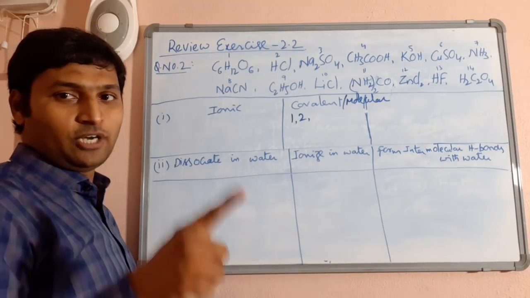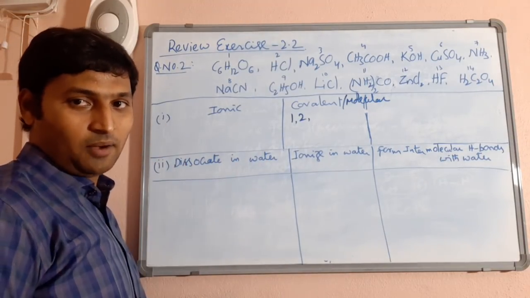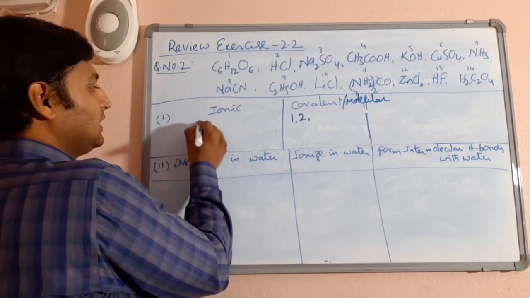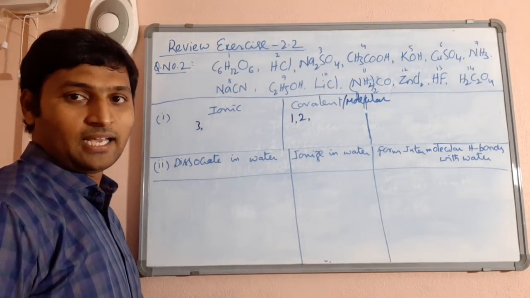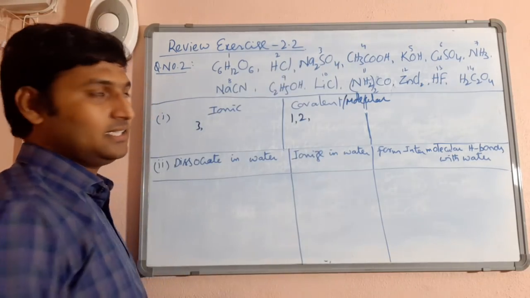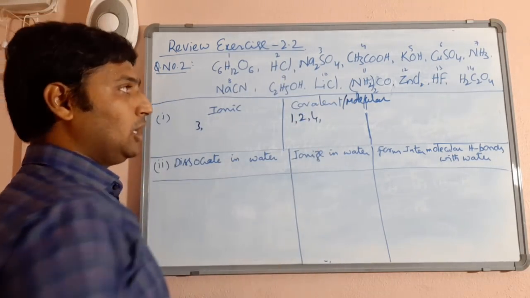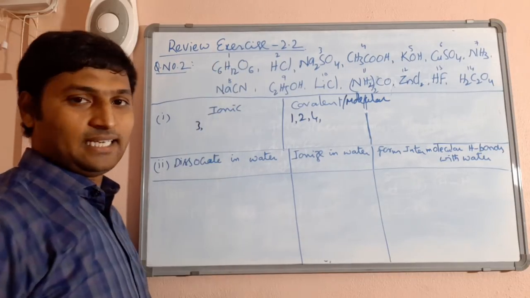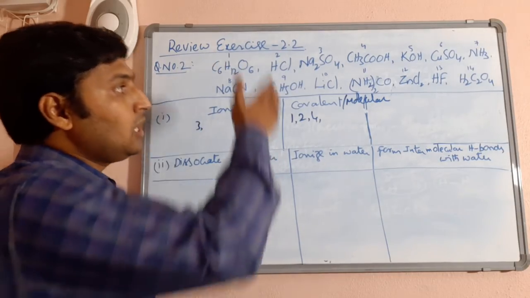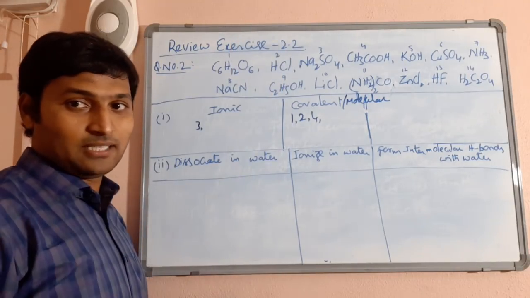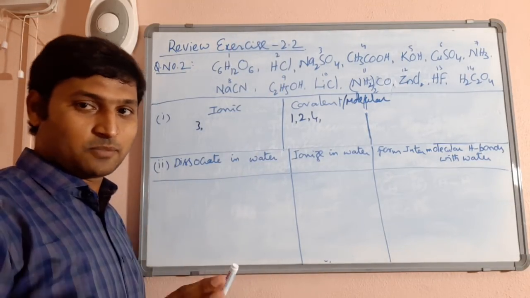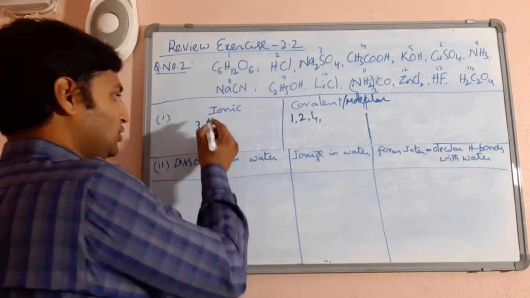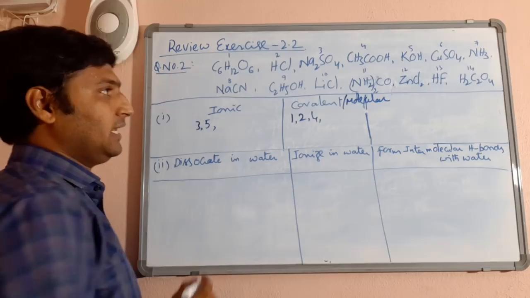Sodium sulfate, sodium is a metal, sulfur and oxygen are non-metals, and sodium cation, sulfate anion are the constituent particles. That's why sodium sulfate is an ionic compound. Acetic acid, absolutely molecular, because all the organic compounds are covalent. Acetic acid is an organic acid. Potassium hydroxide, there is a metal. When there is a metal, it must be an ionic compound. Potassium cation, hydroxyl anion. So it is an ionic compound.